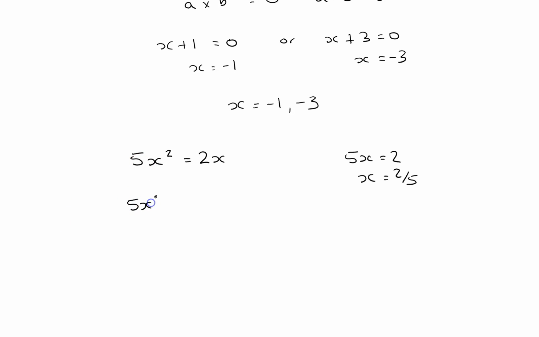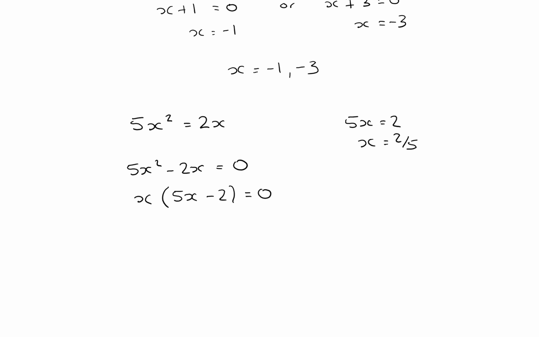So we end up with 5x squared minus 2x is equal to 0. Now, this is our quadratic equation, but it looks a little bit different because it is missing the number term that we normally see at the end. Now, this one is actually easier to solve because common to both of these terms is an x. So I can simply take x out as a factor, and I'm left with x times 5x minus 2 is equal to 0.